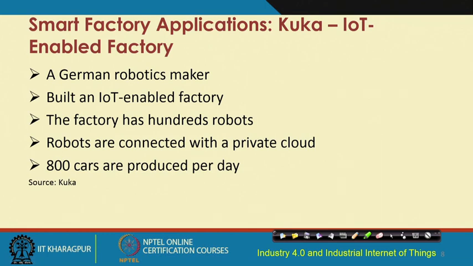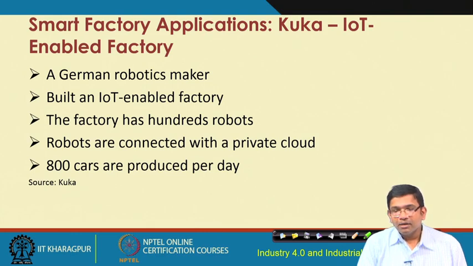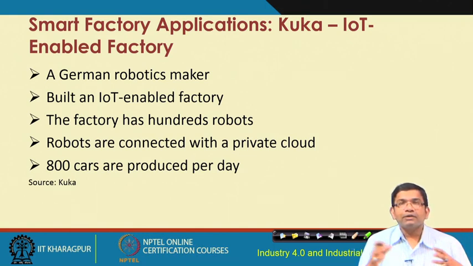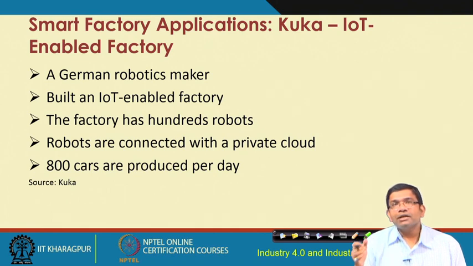Another company, a German robotics maker named KUKA, has its IoT enabled factory, which caters to the manufacturing of robots and the connectivity between them. IoT enabled connectivity between these different devices and sensors has been implemented in KUKA. These robots are connected with a private cloud, and KUKA produces more than 800 units of these different devices per day.